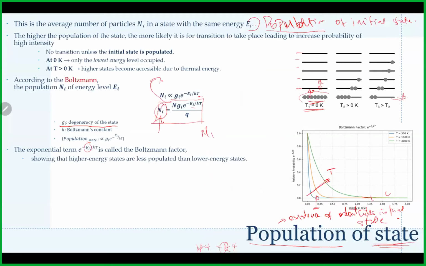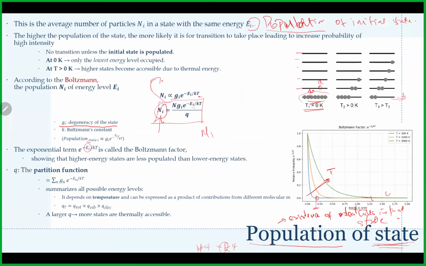Our next class, I think I want it to be physical. Q is called the partition function. Q is, how would I put it? It's not a topic for this class, but it's something that aligns with population of states. Q is just a summary of all possible energy levels that you can have.